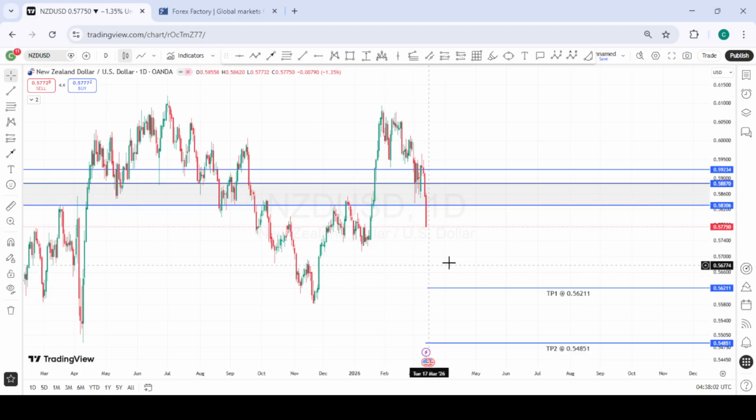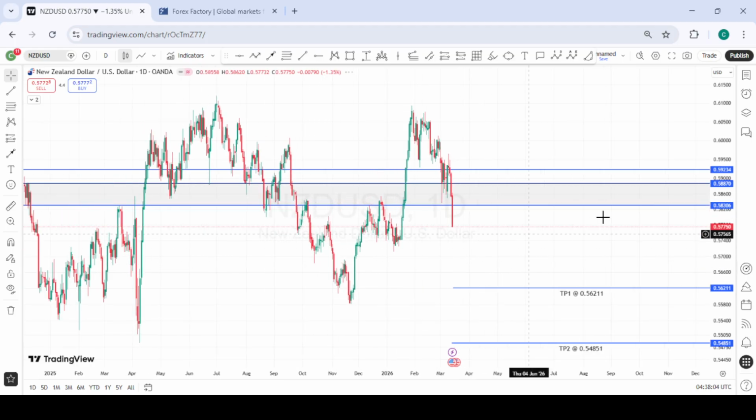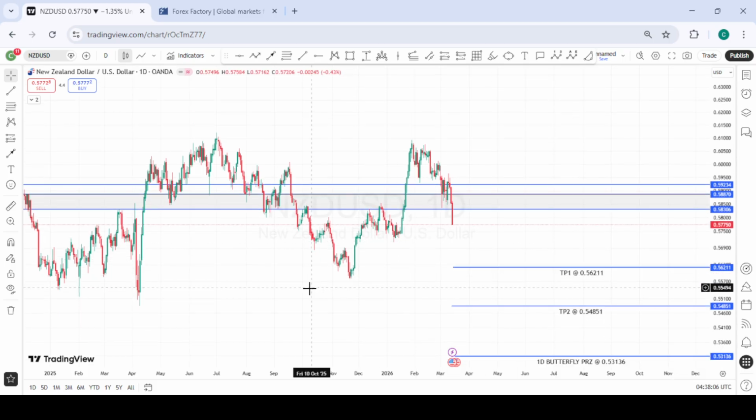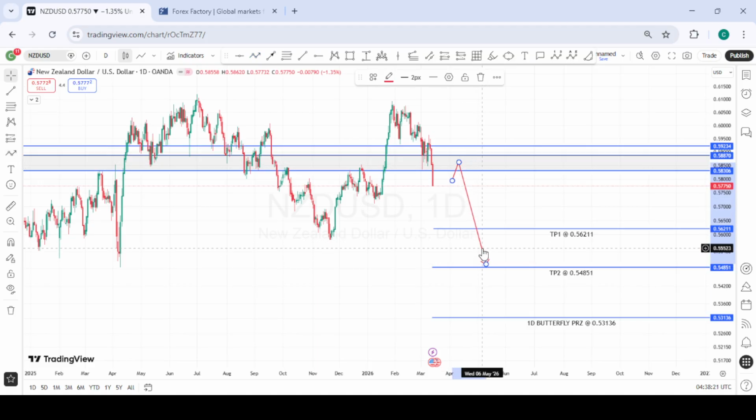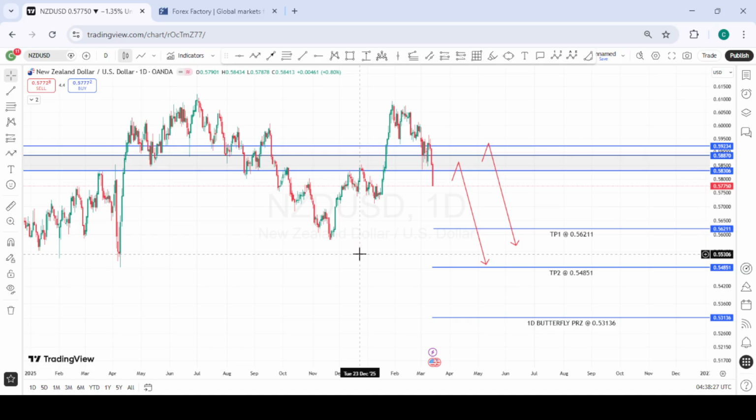This is NZDUSD. For NZDUSD, due to the potential strength for DXY, we're going to look out for sells or shorts for NZDUSD. We're going to look for a possible pullback into this area of interest and look for selling opportunities to the downside. Should price pull back to the second zone above, we'll be interested in taking the sells from there. This will be our TP1, TP2, and this will be our TP3 we have right here.